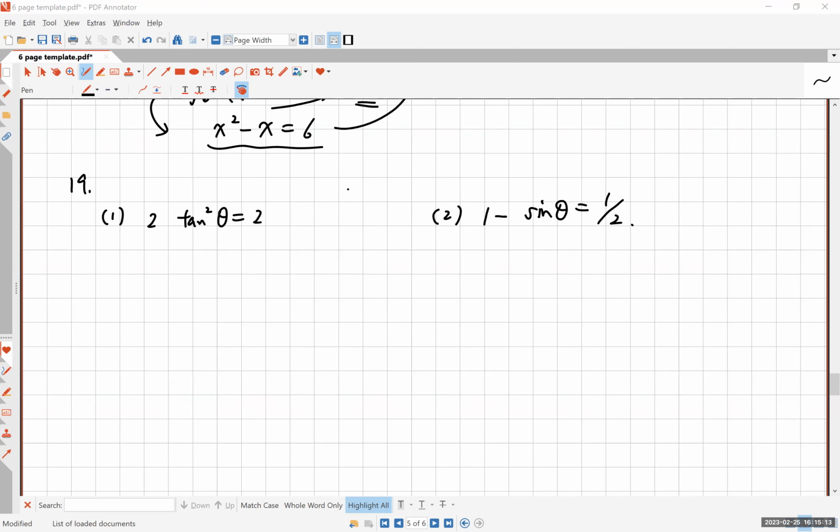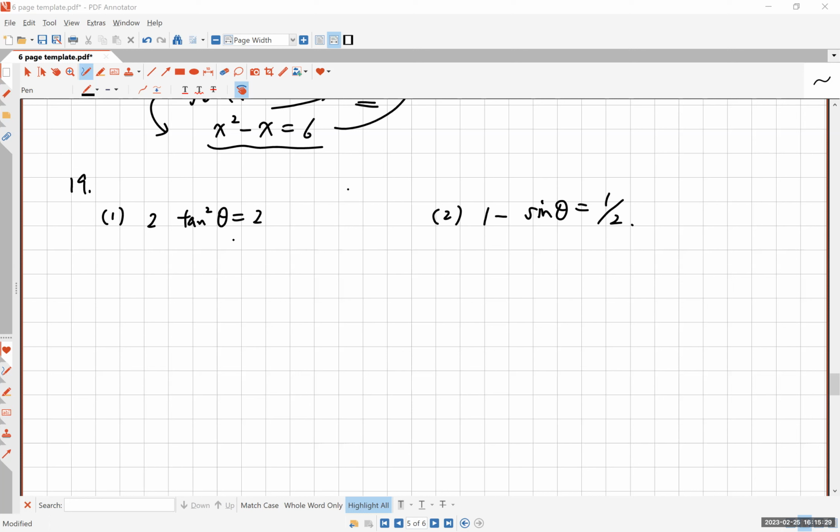All right, number 19 has 2 trigonometric equations. When you try to solve trigonometric equations, it's very important for you to know that in general, you do not use inverse tangent, inverse sine, inverse cosine functions. Keep that in mind, okay?